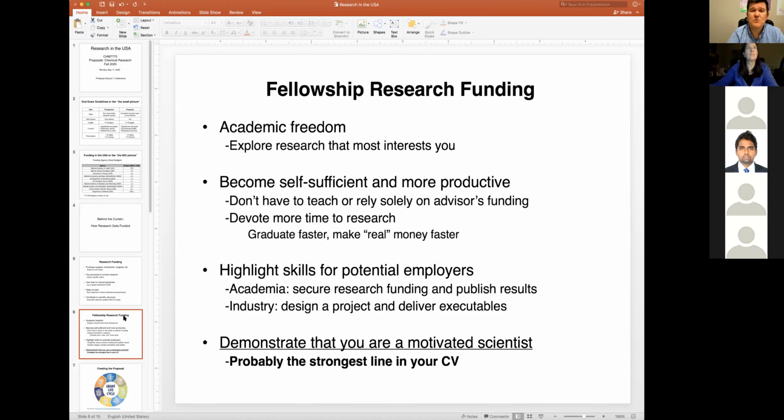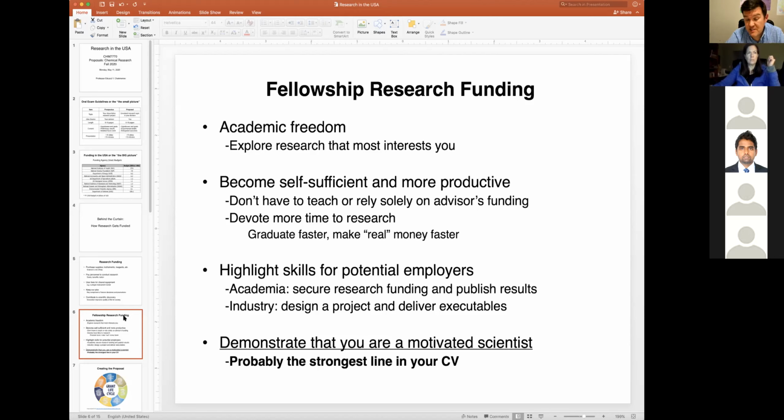Why? Because it gives you some degree of academic freedom. You may be able to focus on research projects of your liking if you manage to secure fellowship funding. You also become self-sufficient and more productive because you would not need to teach that much with respect to your TA fellowship. It also highlights your skills for potential employers.